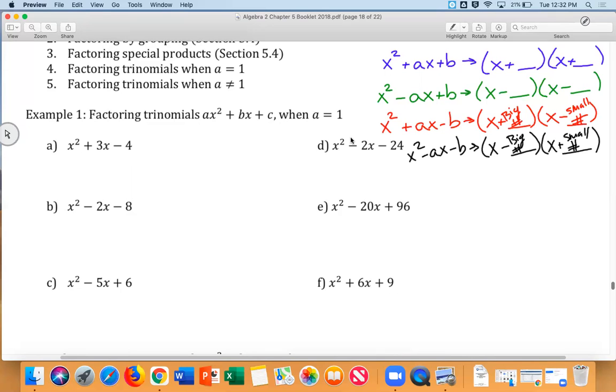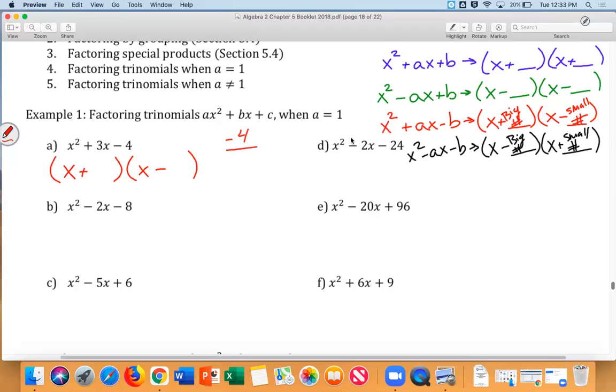So let's look at A. A says x squared plus 3x minus 4. Notice plus and a minus. That's following the red pattern. So that means A is going to factor to x plus some number times x minus some number. Now I know, based upon the rules I gave you, plus minus, my bigger number is going to be that positive piece. So now let's look at the negative 4.